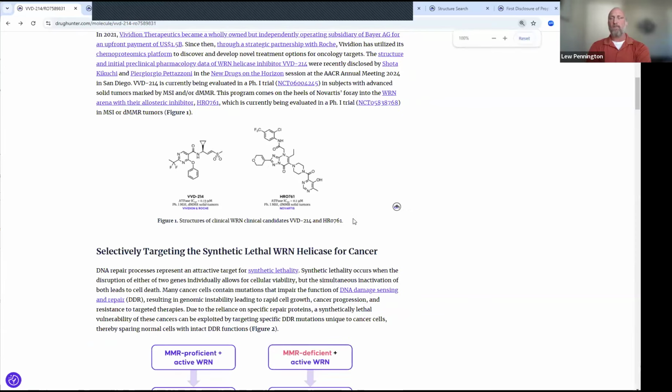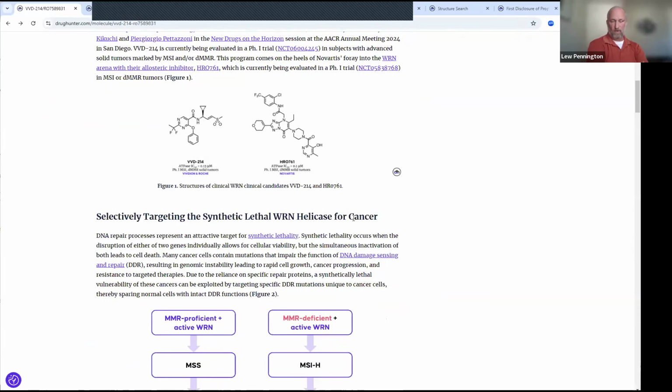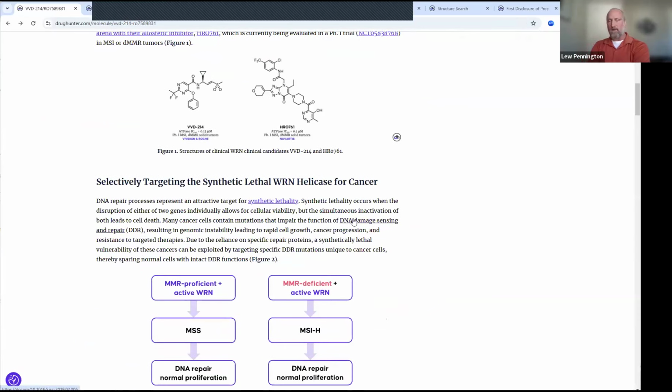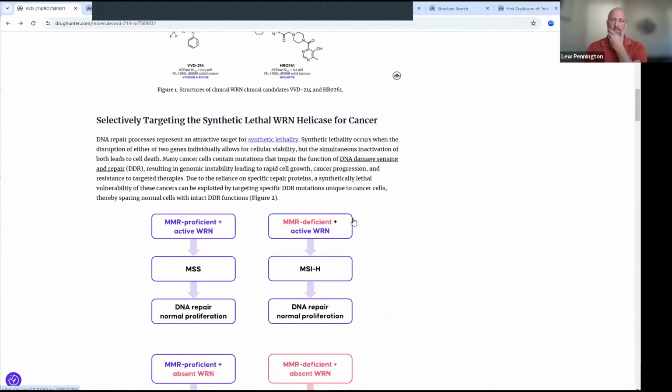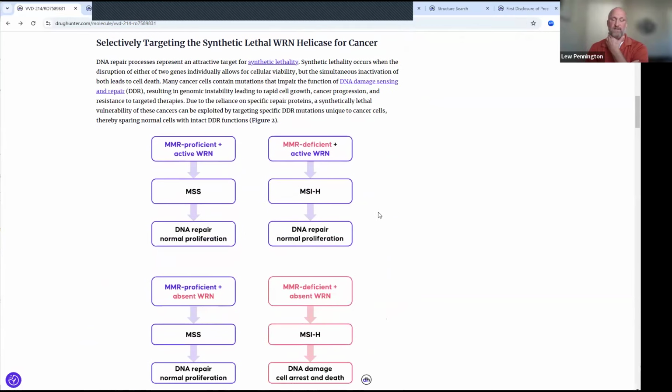And so what was the therapeutic hypothesis for this program? What was the goal? So the goal for Vividion was to really try to leverage this concept of synthetic lethality for treating cancers that exhibit high microsatellite instability from deficient DNA mismatch repair. And specifically, they wanted to develop inhibitors of Werner helicase.